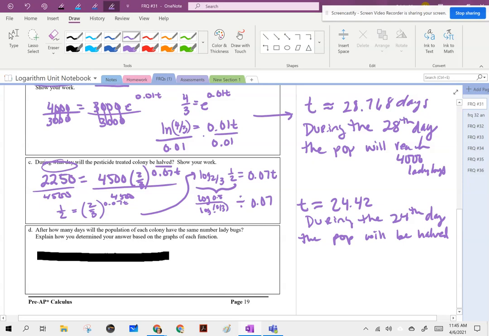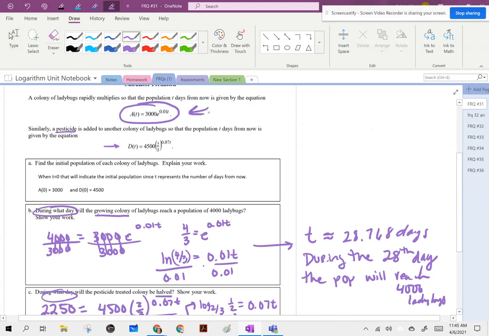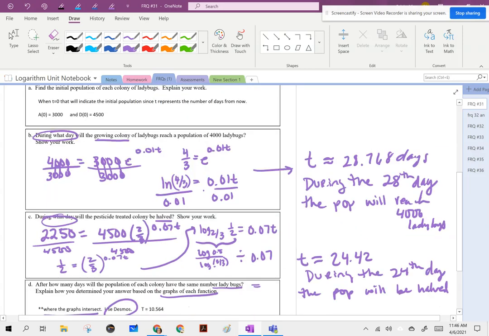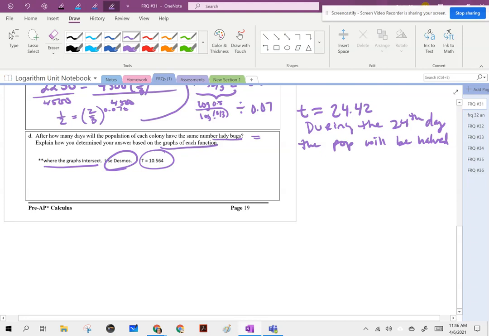And then on D, after how many days will the population of each colony have the same number of ladybugs? Well, that means you're going to want to set them equal to each other. Explain how you determine your answer based on the graphs of each function. So when you have something like this, we're going to try and find out where the graphs intersect, so we need to use Desmos. Remember that each equation is its own line. So this is the first line, and this is the second line. Finding out where they intersect, they should intersect when T is about 10.564.